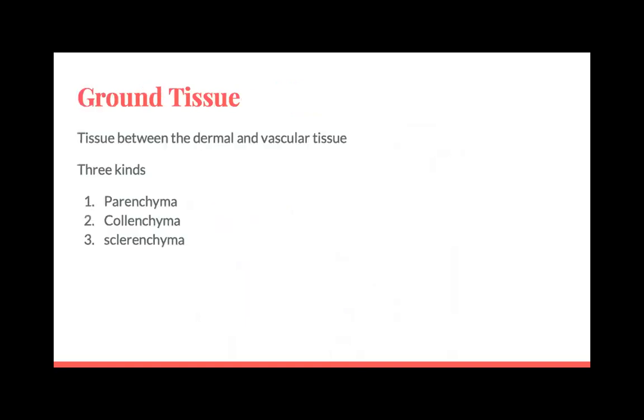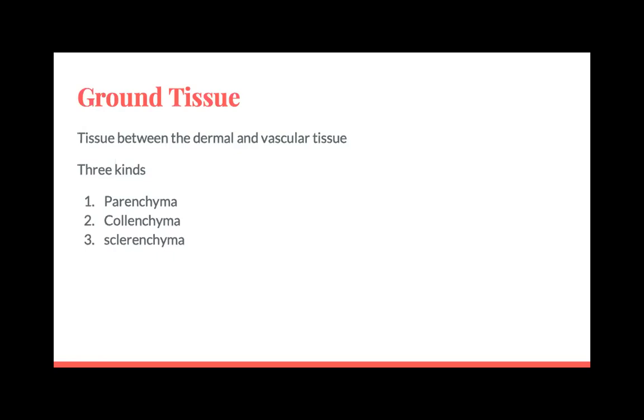Now, ground tissue is everything else. It's the tissue in between the vascular tissue and the dermal tissue. Okay, any questions on that? Now, there are different kinds, parenchyma, collenchyma, sclerenchyma. They're fun to say, but we're not going to get too much into the differences between those, okay? There are different functions of ground tissue.